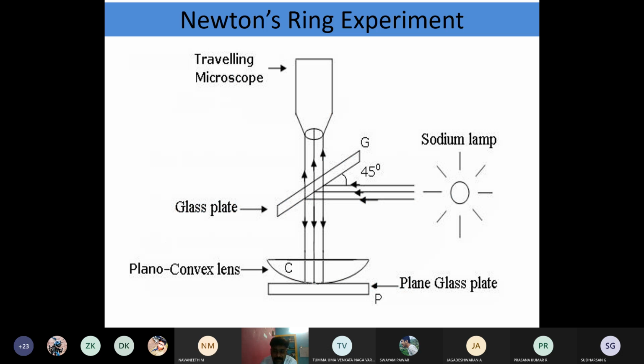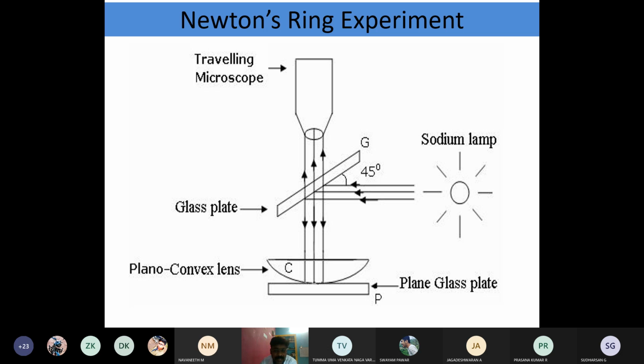This figure shows the experimental procedure. Here we have considered a sodium vapor lamp. This sodium vapor lamp is the light source. Here the value of the wavelength lambda for the sodium vapor lamp is given: lambda is equal to 5896 into 10 power minus 10 meter.